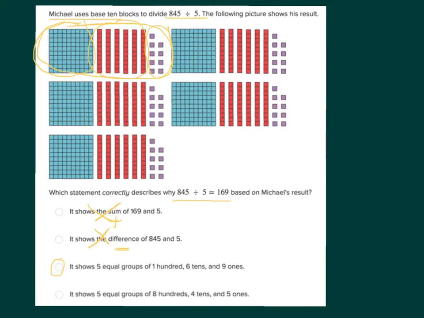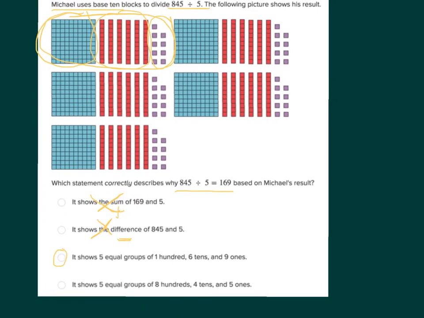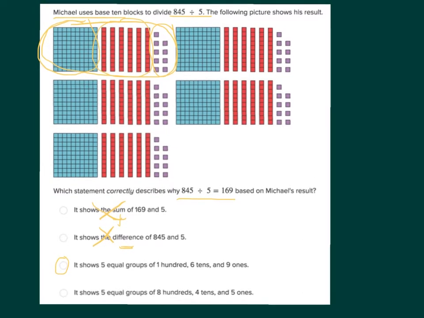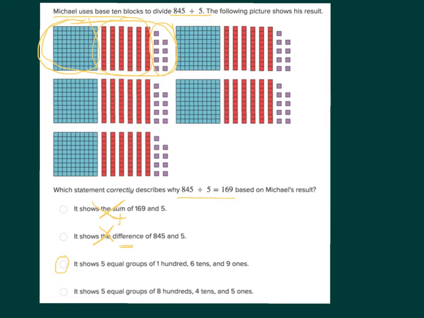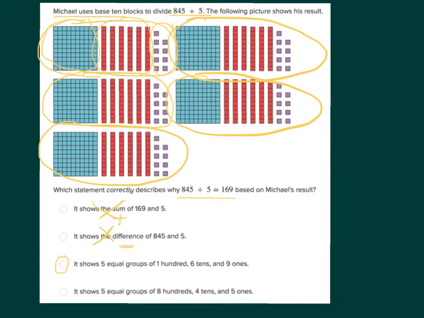And let's look at this last one to make sure that it doesn't make sense. It shows 5 equal groups of 800s. Well, there's not 5 equal groups of 800s. There are 5 equal groups of 169. There's that first one. There's another group of 169, third group, fourth group, 5 groups of 169. And if you add those all up, that equals 845. So the correct answer is just the third choice.